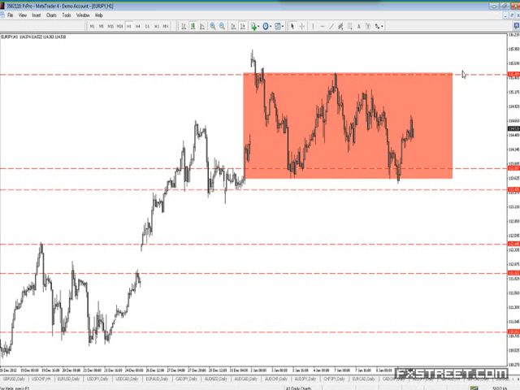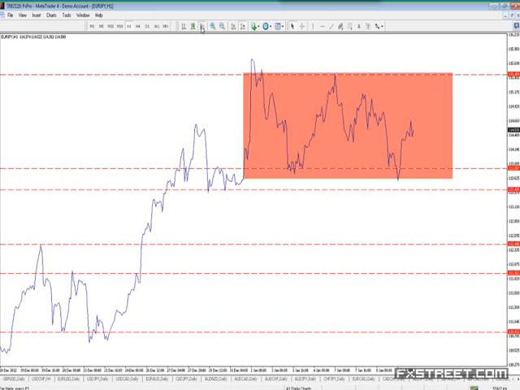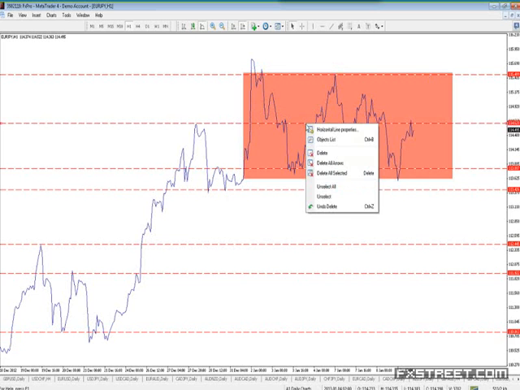If it breaks out of the box, I would look for the market to come back up and touch the edge of the box and print a bearish candle from below or a bullish candle from above, and that would be my trigger to buy or sell. At the moment, we're in the middle of the box, and oftentimes you'll notice the middle of the box is often a support and resistance level all on its own.